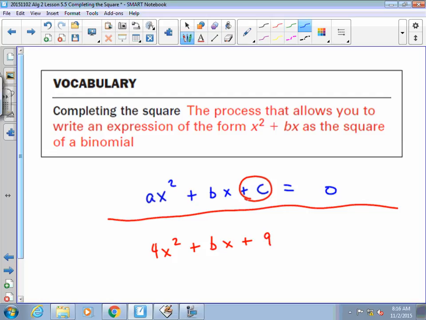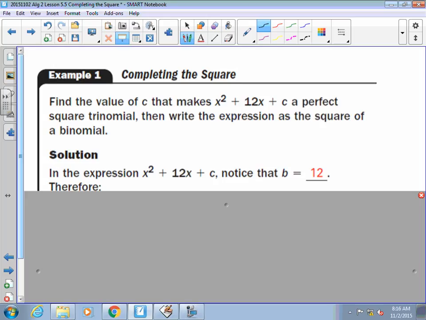So if there were two perfect squares, remember you could take the square root of this part and call it 2x, and you could take the square root of this part and call it 3. Then we said the sign that goes in between 2x and 3 is the sign that's in front of b here. So 2x plus 3, that entire thing squared. We're going off of that today with completing the square.